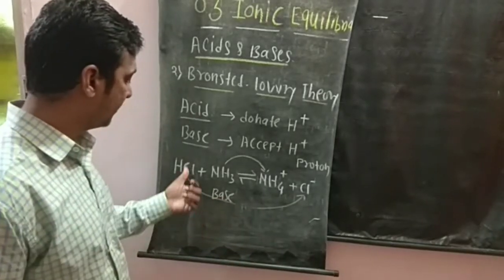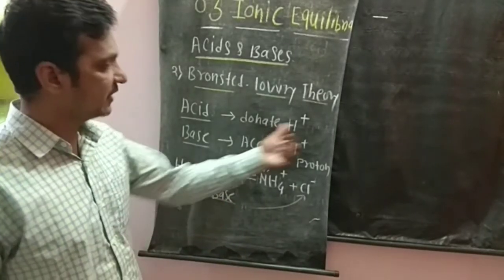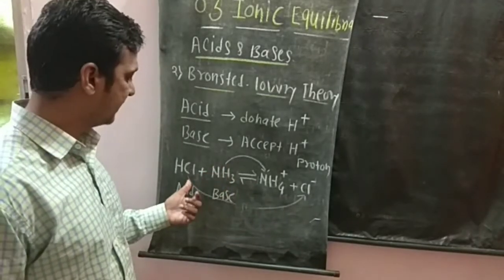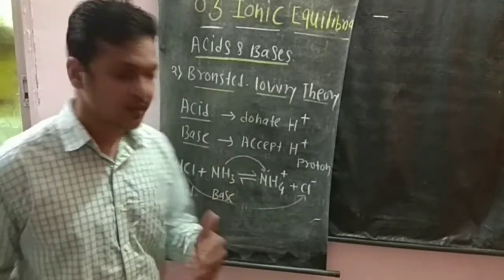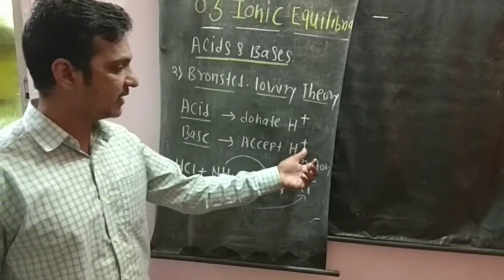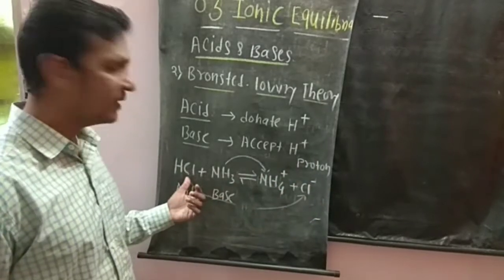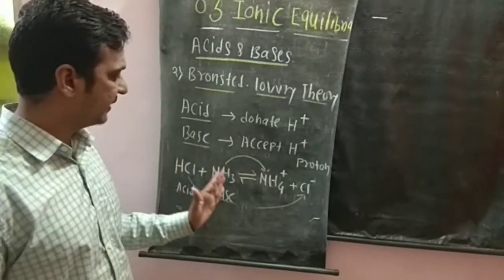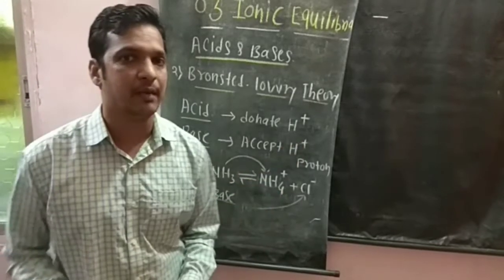Why is HCl an acid? Because HCl donates H plus, or donates a proton, to the other substance. And why is NH3 a base? Because NH3 accepts H plus, accepts a proton from another substance. So HCl reacts with NH3 to form NH4 plus Cl minus ion.